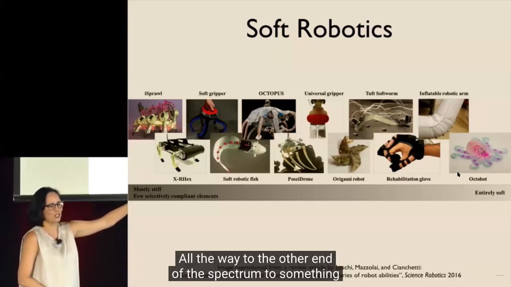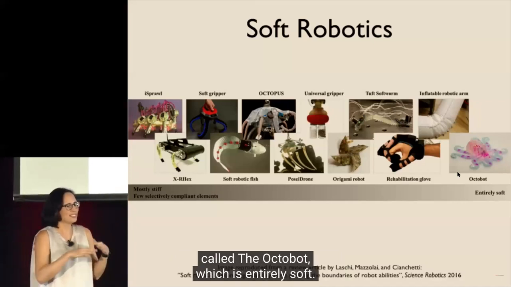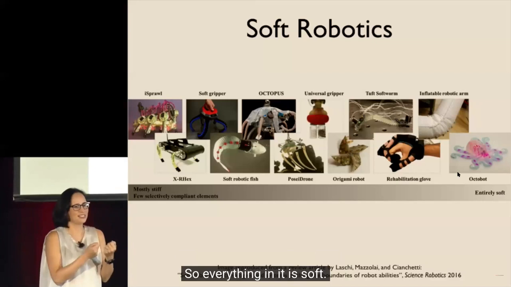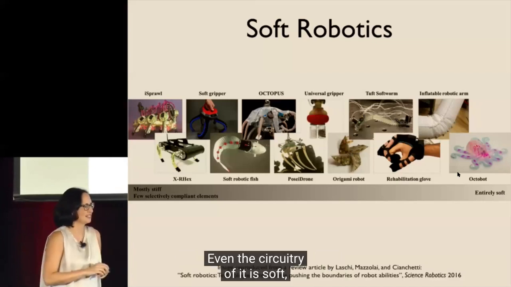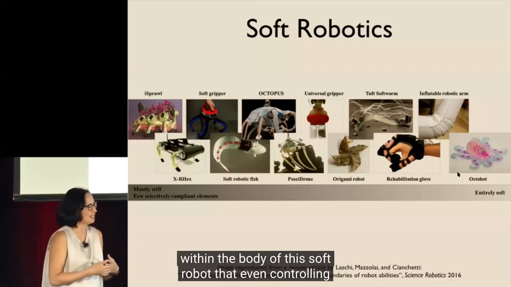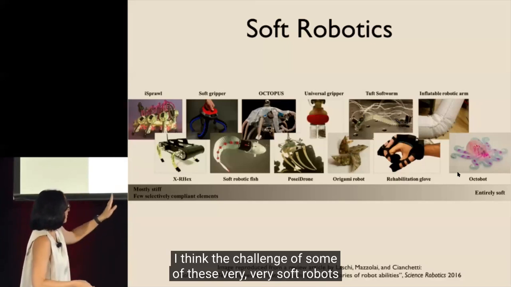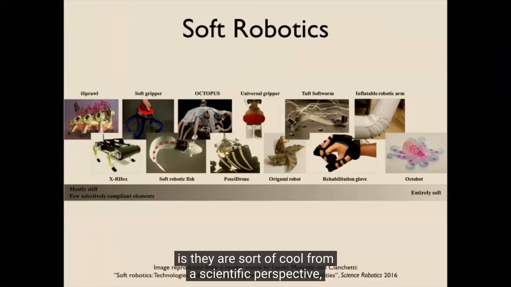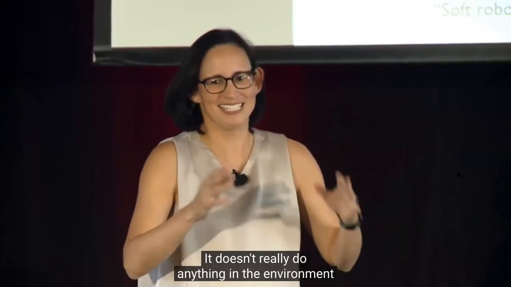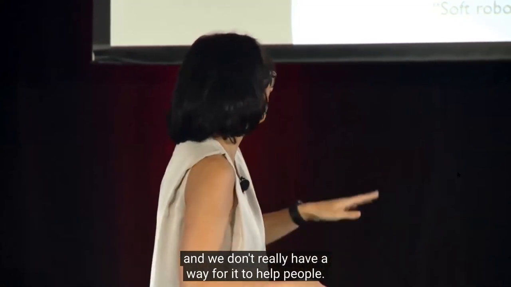All the way to the other end of the spectrum to something that was just published last year called the Octobot, which is entirely soft. So everything in it is soft, even the circuitry of it is soft, and it's chemical reactions and fluids within the body of this soft robot that even controlling cause it to move. I think the challenge of some of these very, very soft robots is they're sort of cool from a scientific perspective, but all this Octobot really does is kind of move a little bit. It doesn't really do anything in the environment, and we don't really have a way for it to help people.